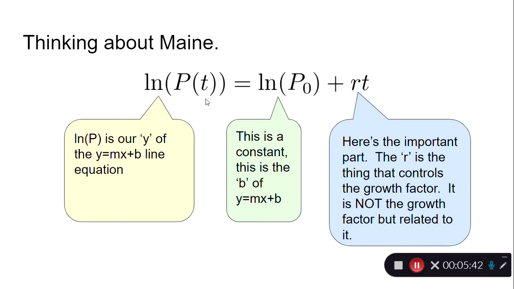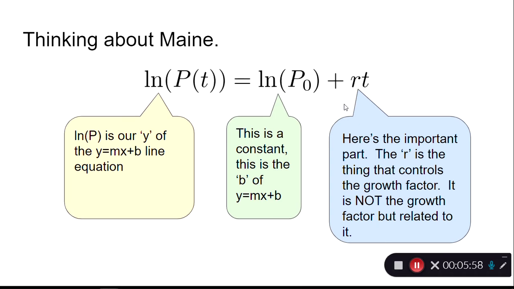And so what this does is it means I can take data that I think is exponential, take logs of stuff, plot it, and if it's a straight line, the slope of that line will be this r. Let me show you what I mean.